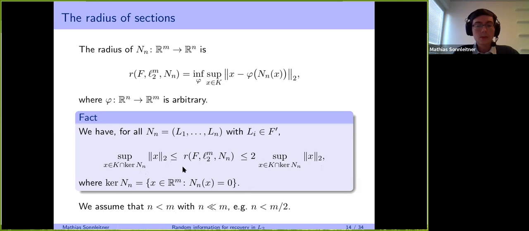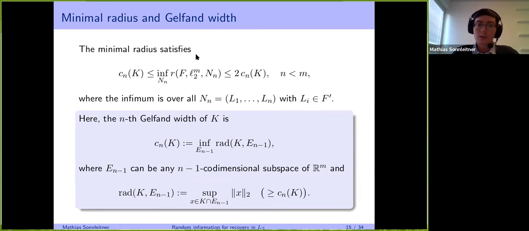And we assume here always that n is at most m, because if we had m measurements, we could recover a vector exactly. And in fact we assume that n is much smaller than m, and at least that n is smaller than m over 2. And now we can see what is the best we can do using this linear information. In fact, the minimal radius of information is equivalent to the Gelfand widths, which are defined here. So we just take the infimum over n-codimensional subspaces of R^m and take the infimum over the radius, which is defined here.